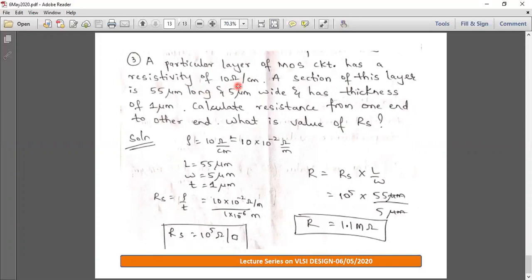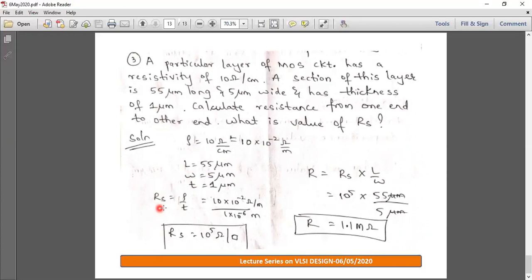So resistivity is given as 10 ohm per centimeter. So resistivity rho is 10 ohm per centimeter and the MOS layer is 55 micrometer long. So length is 55 micrometer, 5 micrometer wide. It means width is 5 micrometer and thickness T is 1 micrometer. As you can observe, length, width and thickness are all in terms of meter. Hence convert resistivity from centimeter to meters, which will give you 10 into 10 raised to minus 2 ohm per meter.